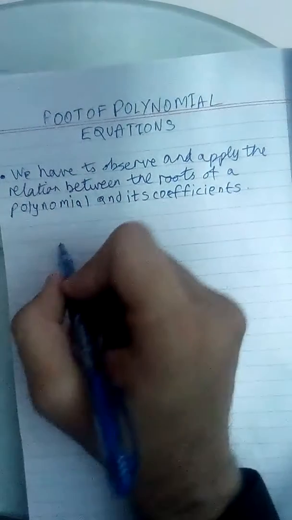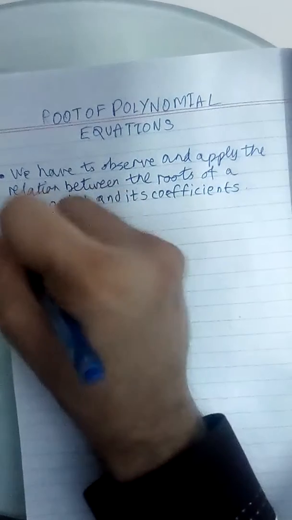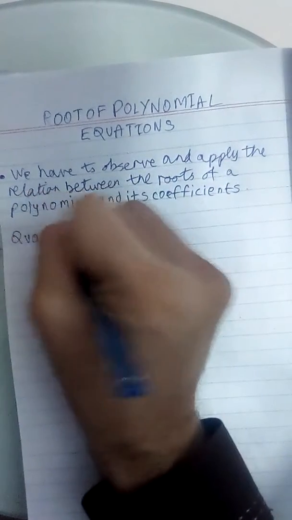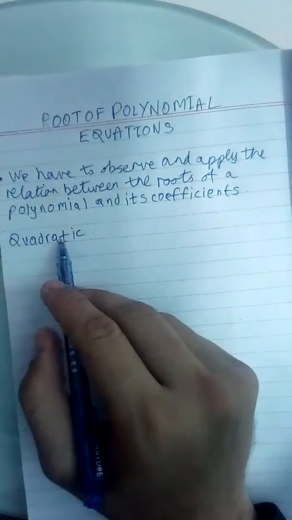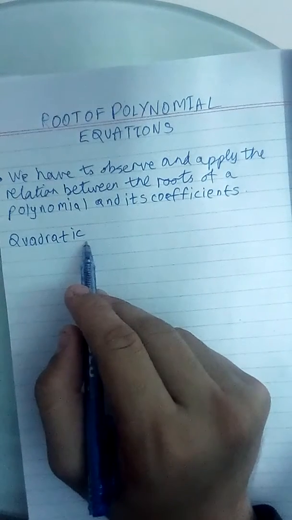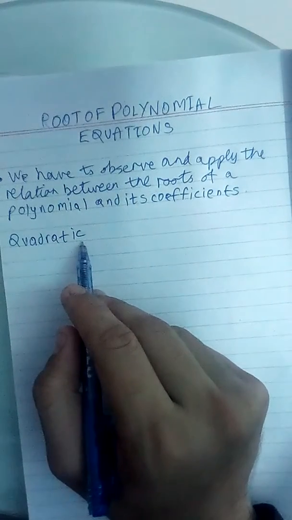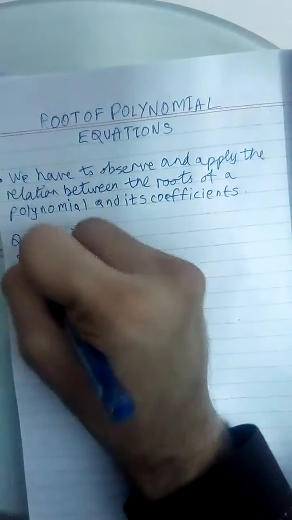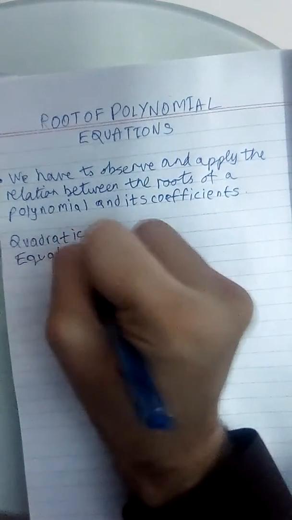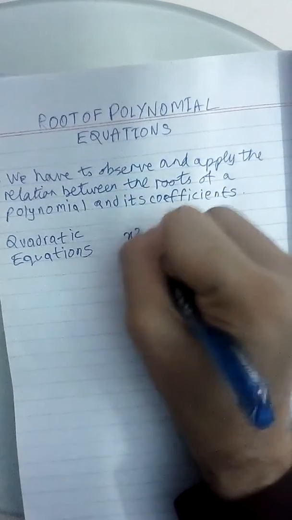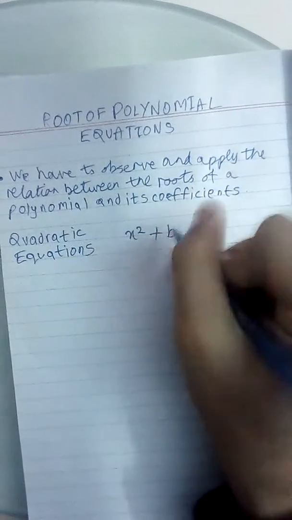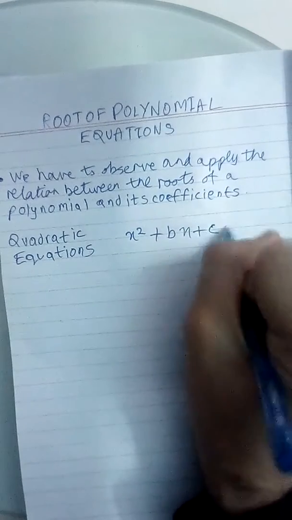I will be starting with the basic case of a quadratic equation, that is, a polynomial equation with degree 2. A quadratic equation is a polynomial equation with degree 2. So we will be starting from scratch. We will now be observing quadratic equations with the basic form x square plus bx plus c.